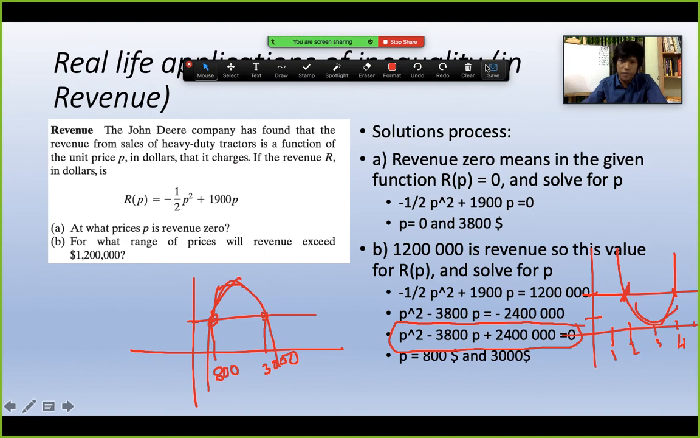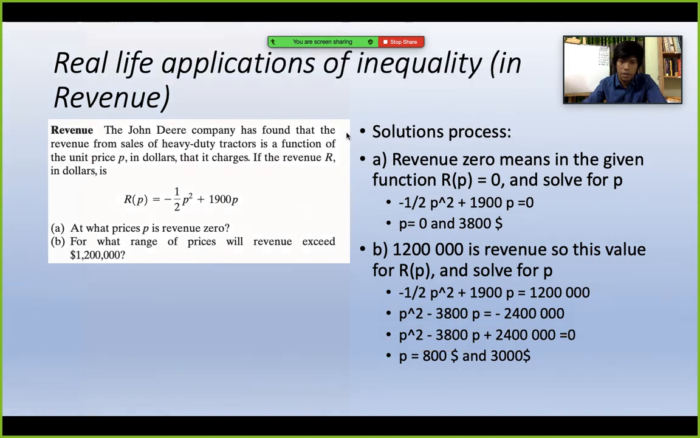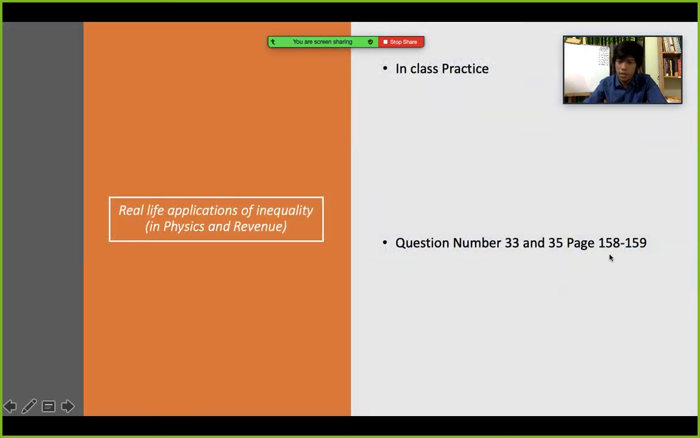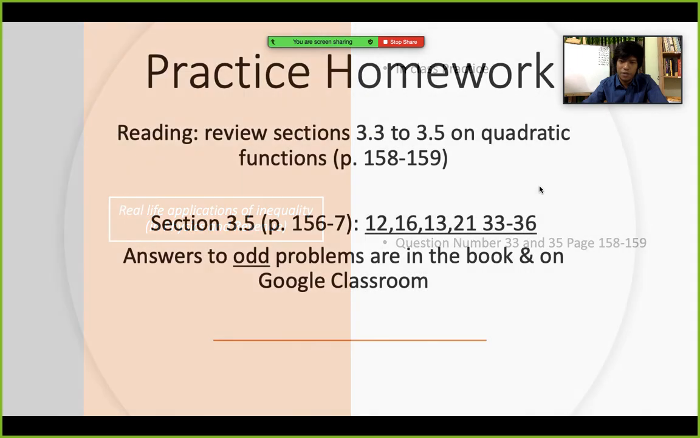Anyway, feel free to ask more questions about this. We have some practice math for the class: class practice math numbers 33 and 35. That means another math from physics and another math from revenue. These are the two problems. We will try to solve and analyze them more, and you can also give them a try.